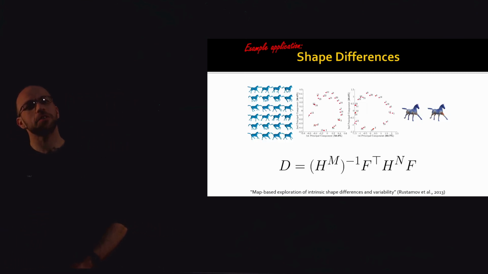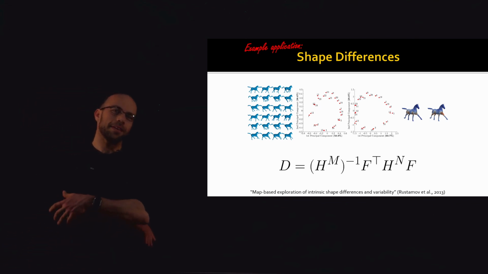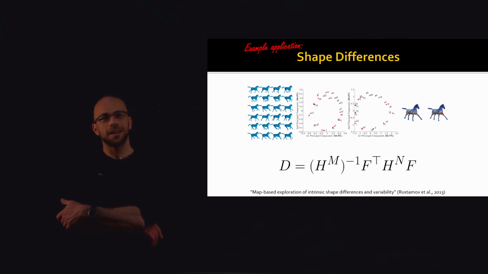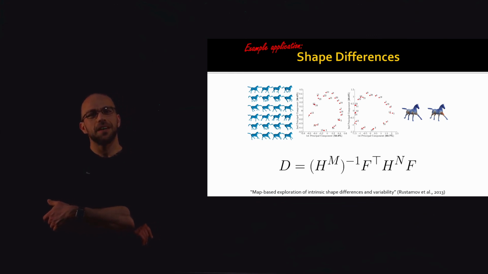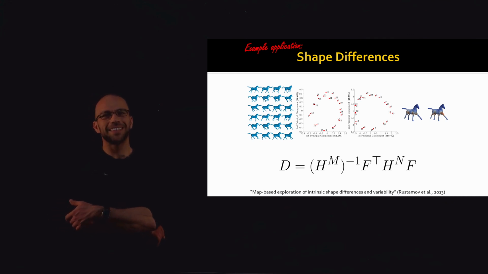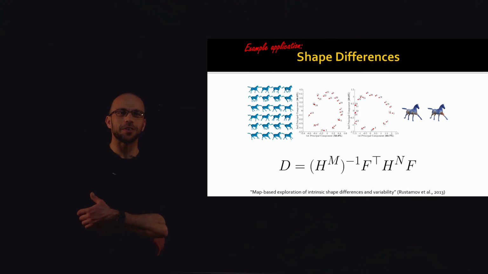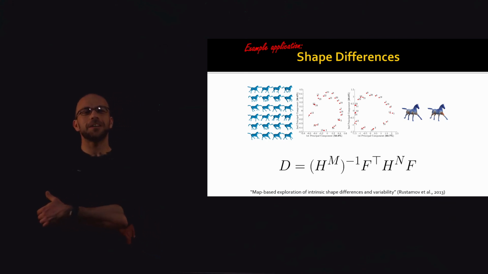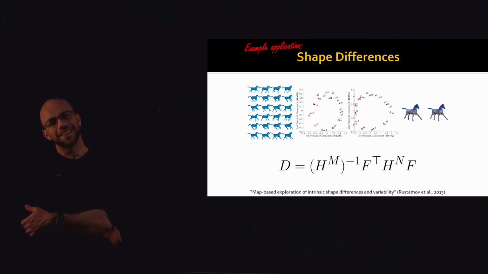And beyond just correspondence, it turns out there are some really nice applications of functional maps for doing things like processing shape collections. For example, one of the most high-impact works in this space is in this paper with a kind of wordy title, this map-based exploration of intrinsic shape differences and variability. But it defines a particular operator that acts on functions on a surface called a shape difference. And this is a really clever technique.